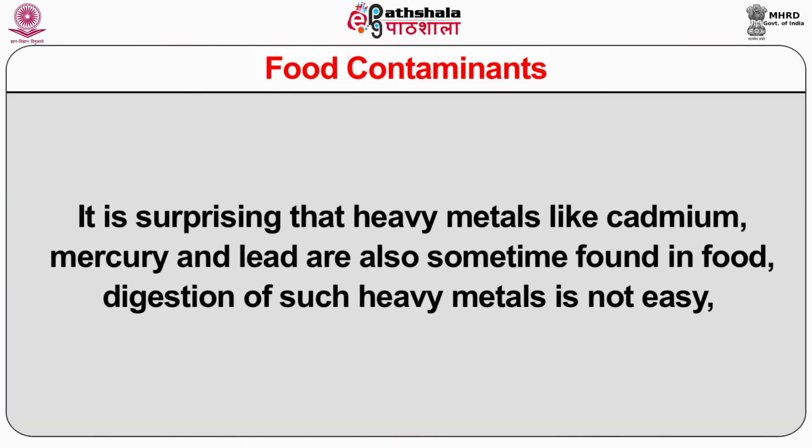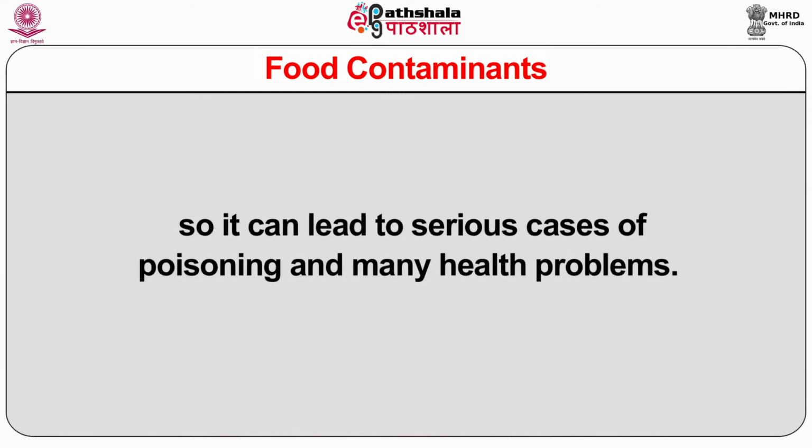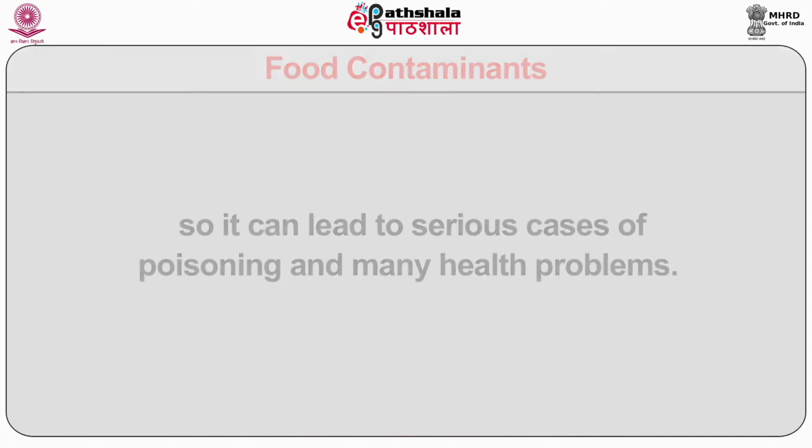There are many other substances that can also contaminate the food and can cause health issues. It is surprising that heavy metals like cadmium, mercury, and lead are also sometimes found in food. Digestion of such heavy metals is not easy, so it can lead to serious cases of poisoning and many health problems.